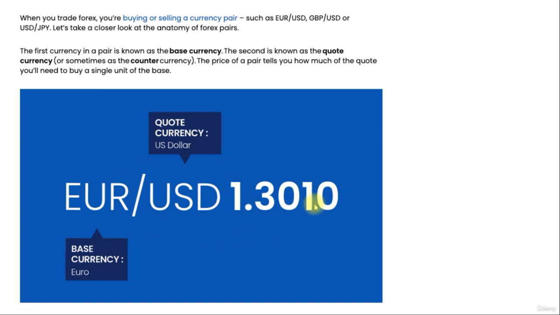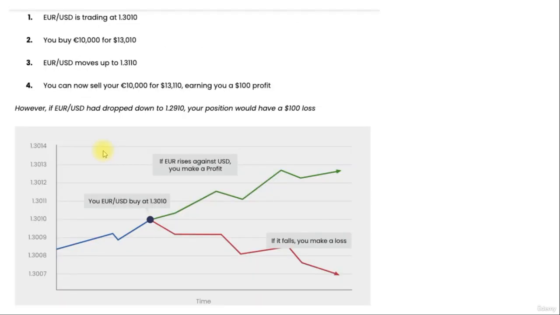So that means in absolute terms you are going to pay $1.3010 to buy 1 euro. So this is how you can interpret this pair. Now let's say USD is trading at 1.3010.